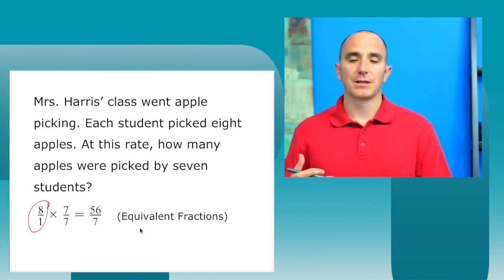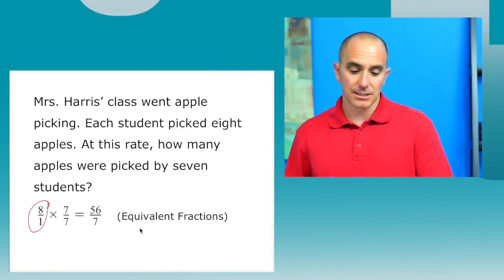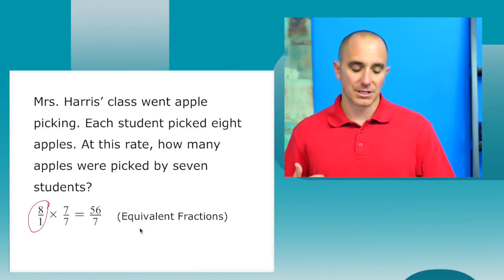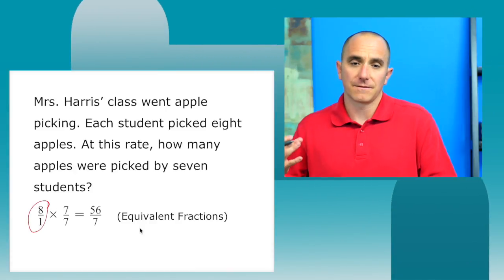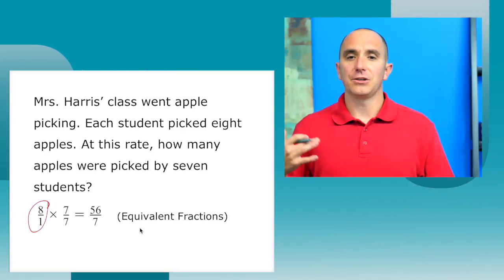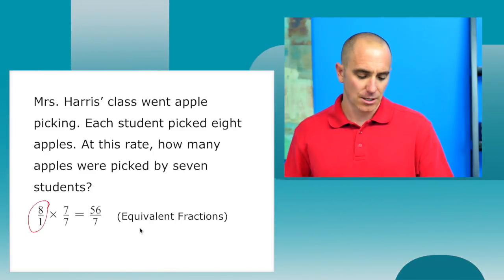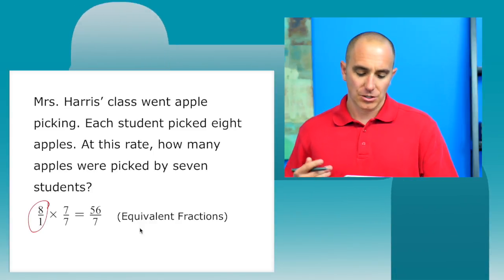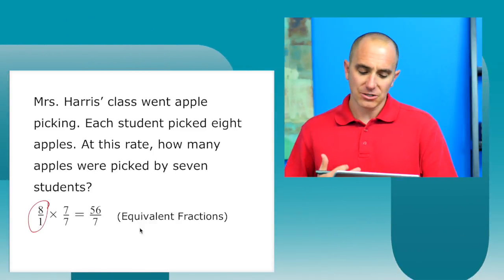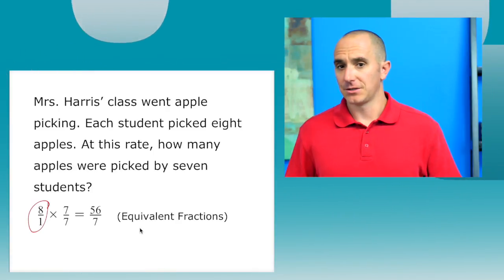So then I'm going to multiply both the top and the bottom number, the numerator and the denominator, the number of apples and the number of students, both by 7, because if 1 student would pick 8 apples, and that's that unit rate, how many would 7 pick? So I'd have 8 times 7 is 56, 1 times 7 is 7, so they're equivalent fractions. My answer would be 56 apples by the 7 students.